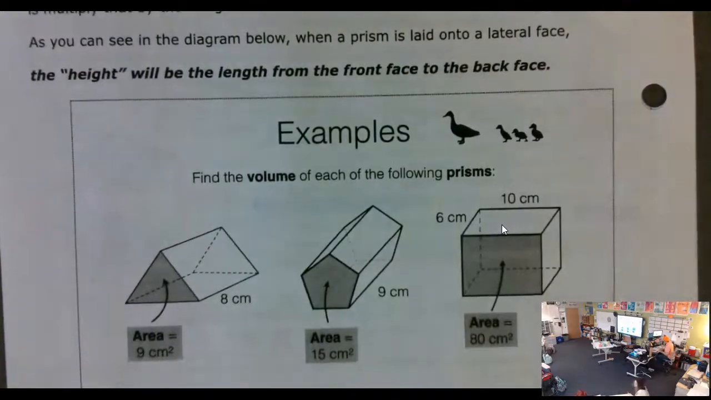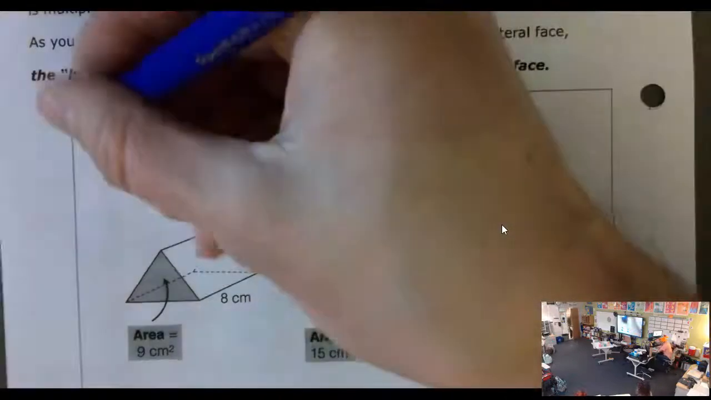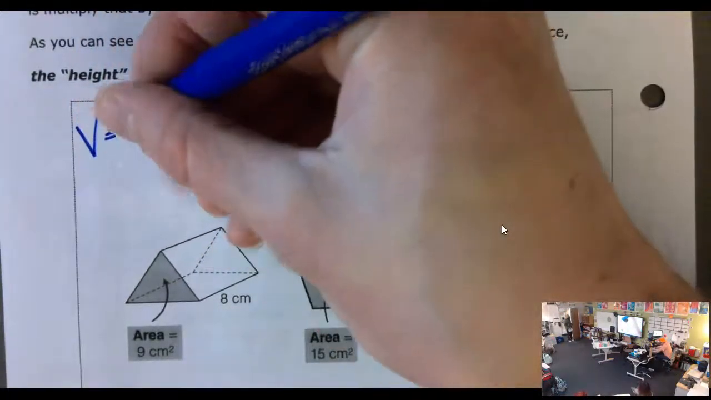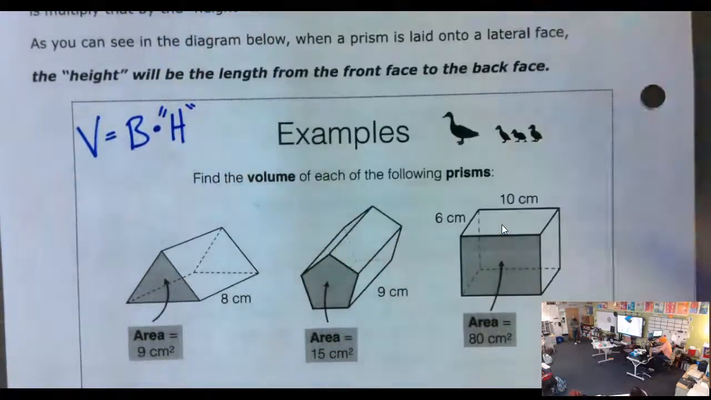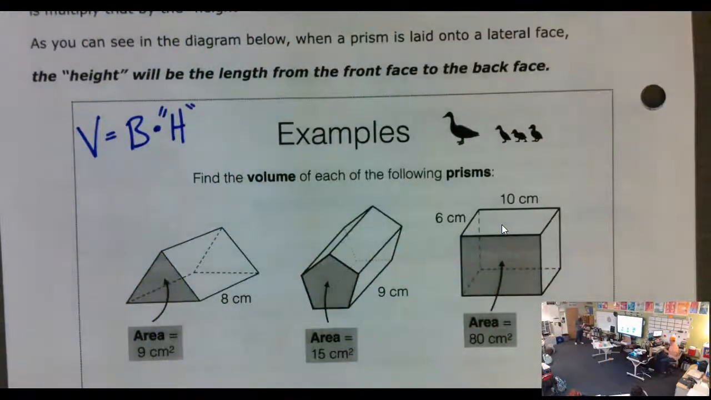So remember, volume is big B times H. Take a moment to practice this. And remember, H is not really the height, especially in this situation.